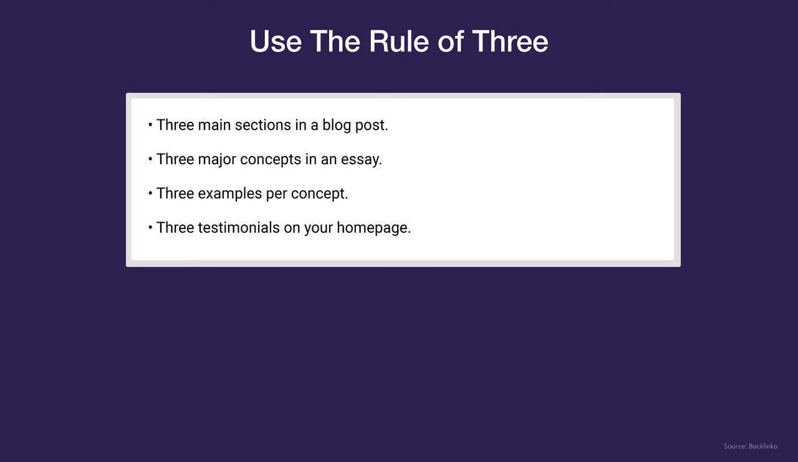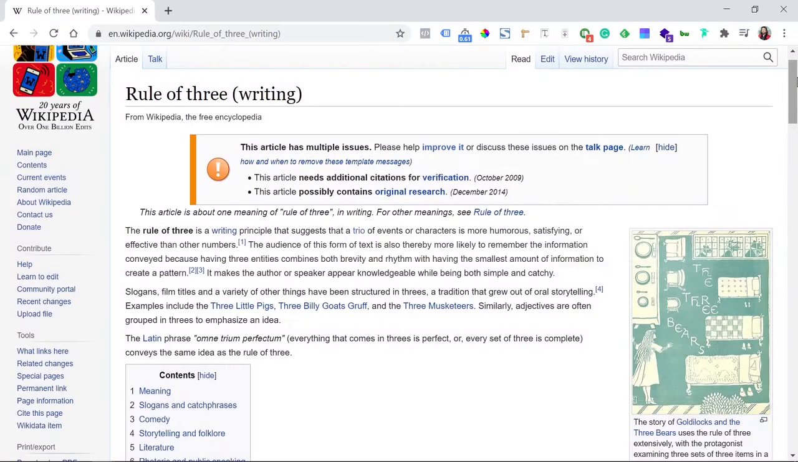What is this rule of 3? Try to highlight the three main steps in content, like showing three testimonials on the homepage, three examples for some concept, or three main sections in a blog post. You could have easily gone with 5 steps or 7 steps, but I want you to focus on the rule of three, because the content appears knowledgeable while being both simple and catchy.